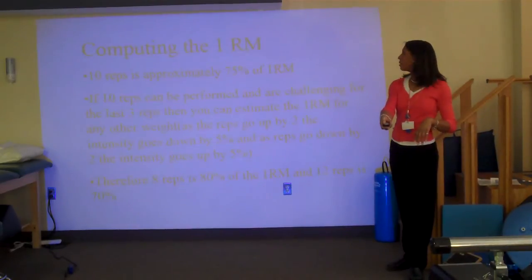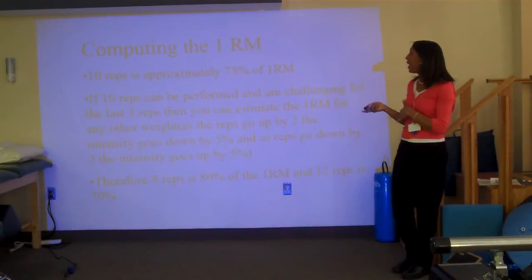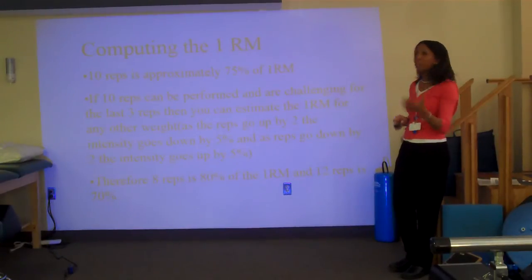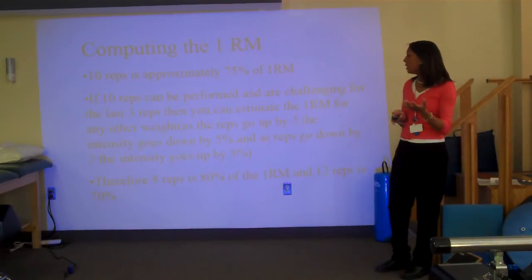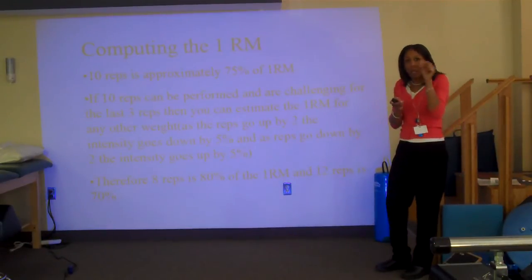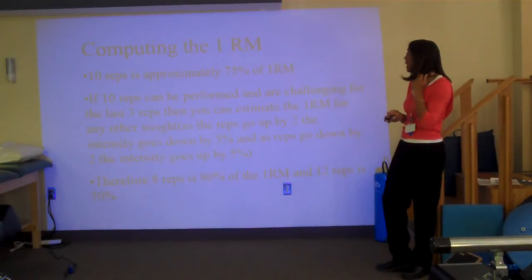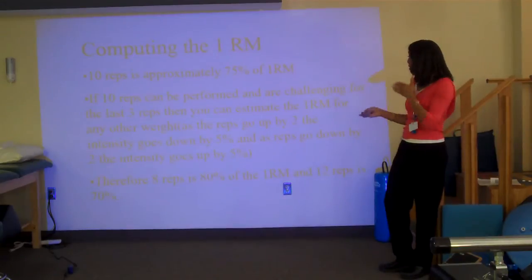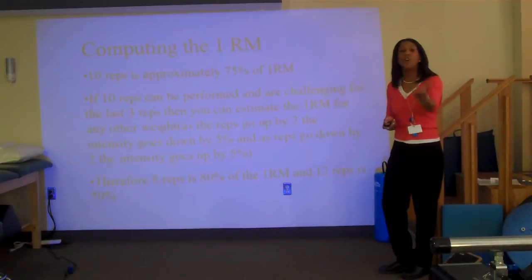So when we compute the 1 rep max, this is what I was just explaining. 10 reps is roughly 75%. So if 10 reps can be done, 3 sets of 12, or you can do 10 reps and you can be challenged at the last 3 reps, then you can estimate the 1 rep max for any other weight. As the reps go down by 2, the intensity goes up by 5% and vice versa. That's just an easy way to keep it in your head so you don't have to start doing calculations when you're knee deep in the middle of treating a patient. Therefore 8 reps is 80% of the 1 rep max and 12 reps is 70%. So it's just a sliding scale where you can easily know right off the top of your head where you're going.